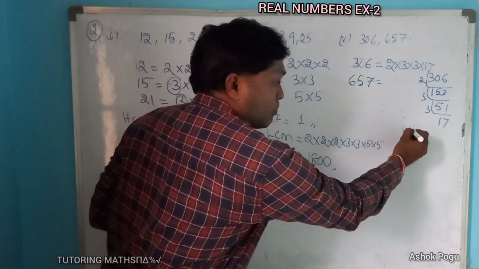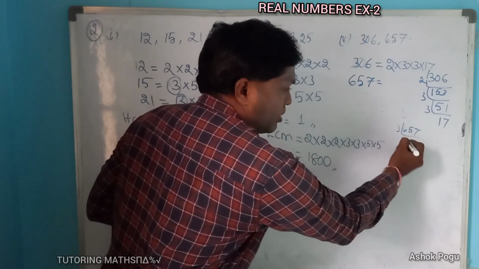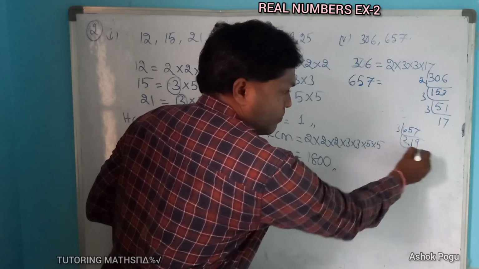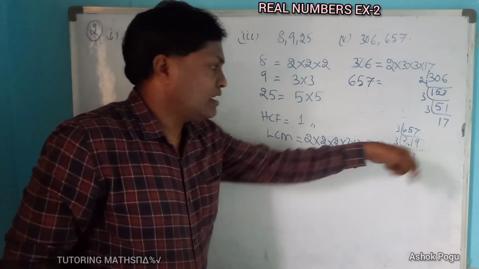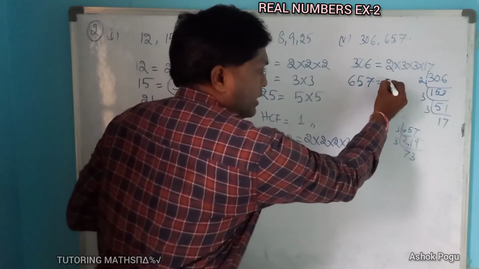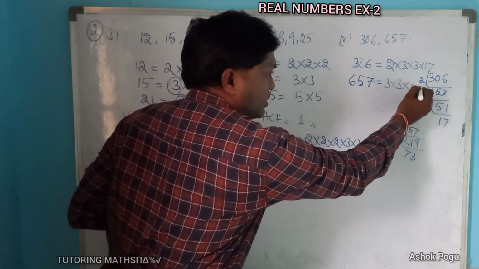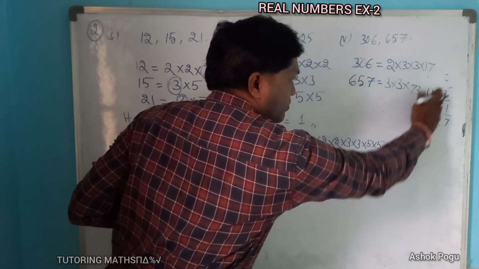Next, coming to 657. We don't know what the prime factors are. So check by 2 table, not possible. 3 table, possible: 3 2s are 6, 3 1s are 3, 3 9s are 27. And again 3 table, 3 7s are 21, 3 3s are 9. And 73 is a prime number. Take it down: 3 into 3 into 73.